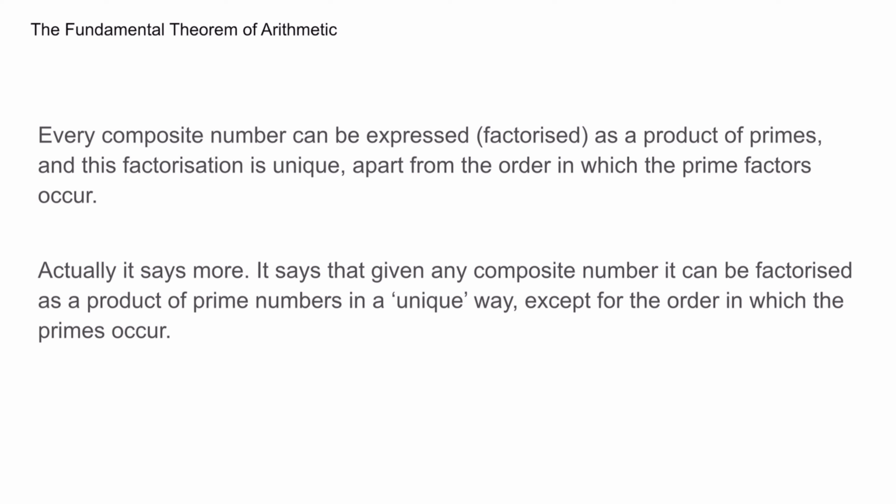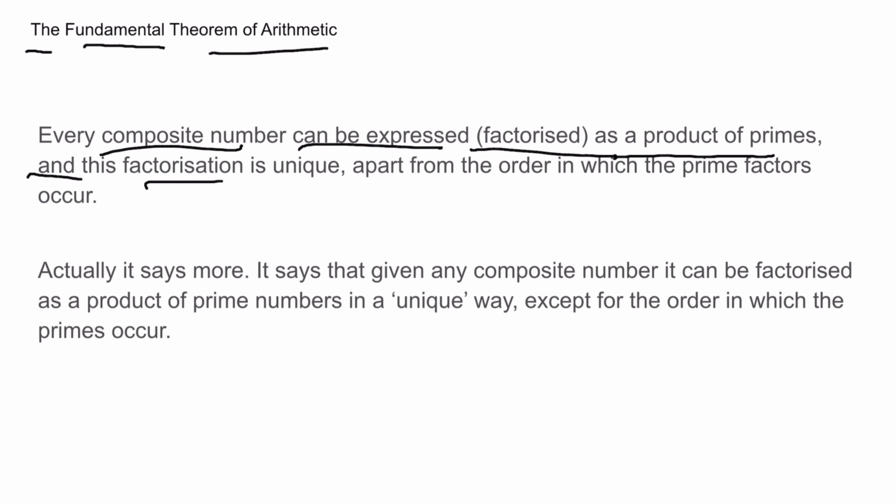Now this states the fundamental theorem of arithmetic. So now we are going to talk about the fundamental theorem of arithmetic. Now it states that every composite number can be expressed, this means factorized, as a product of primes, and this factorization is unique apart from the order in which the prime factors occur. What do we understand by this? Let's complete the statement, then we will be able to have a better idea. So actually it says more.